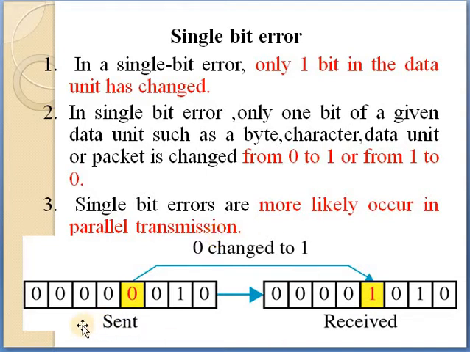In this example, suppose the sender sends this data, 00000010, and the receiver receives different data at the receiver side. Here one bit changes from 0 to 1, so a single bit error has occurred. It means only one bit in a data unit has been changed, which is called a single bit error.